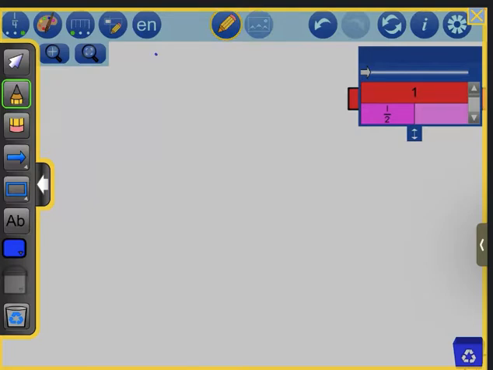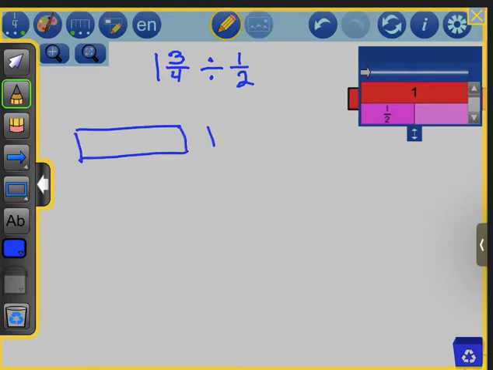Okay. So we have 1 3/4 divided by 1/2. And so the first thing I'm going to do is draw my dividend out, right? And this is my dividend. This is what's being divided. And I have 1 whole and 3/4, so I have to draw 2 whole groups and break them up. Now I'm going to break them up into fourths because 4 is my denominator.